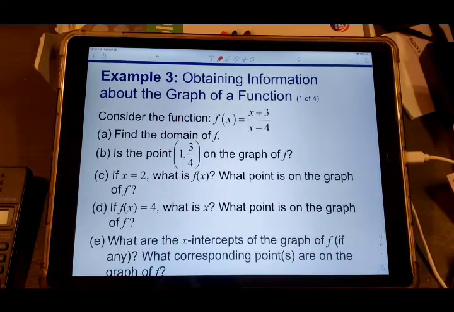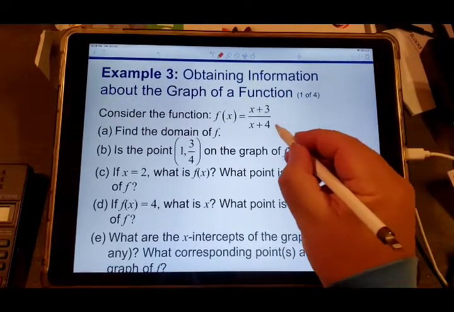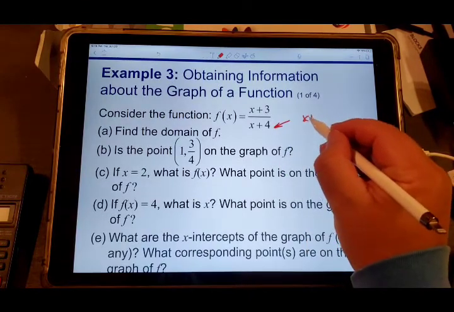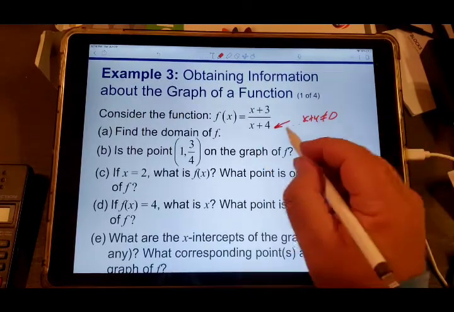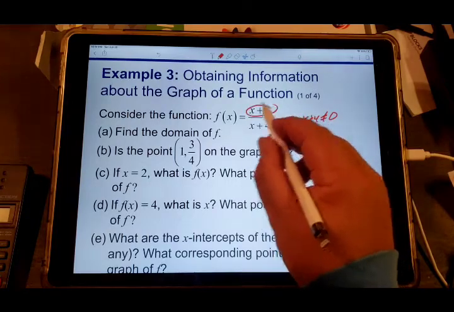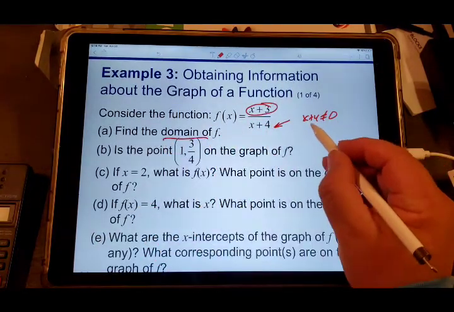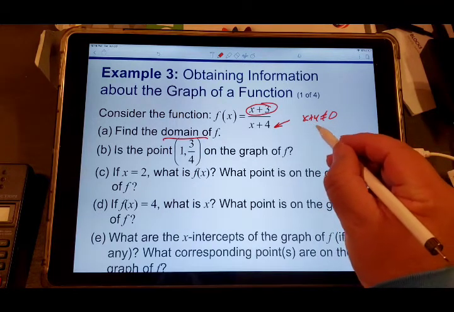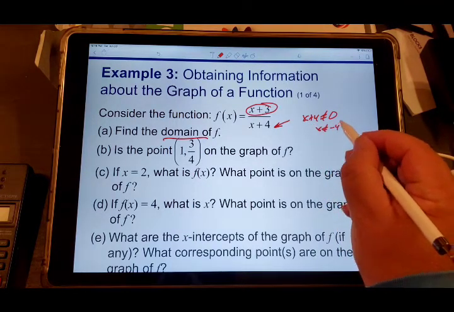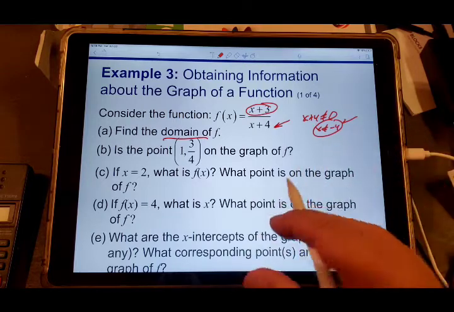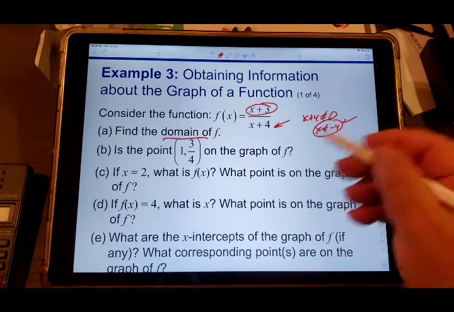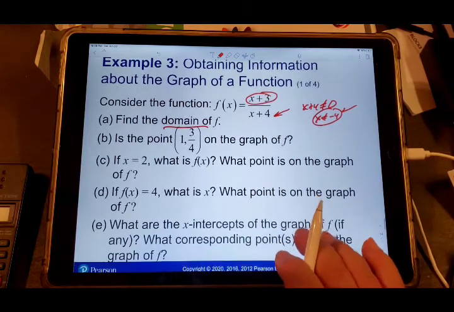We have this function, find the domain. I'll go ahead and do some of these right here. I'm ignoring the numerator. It doesn't have anything to do with this problem when we're looking for the domain. The denominator is not equal to 0. I get x is not equal to -4. Depending on how they ask us to express that, we might do something else.